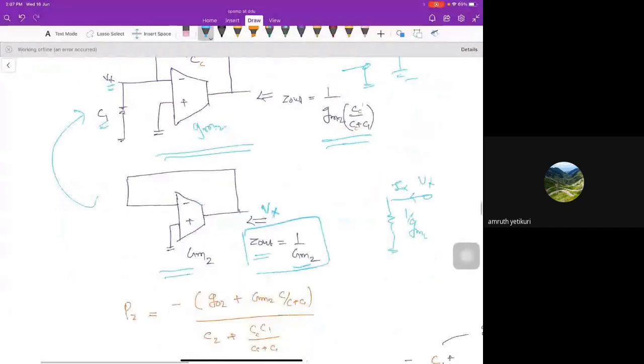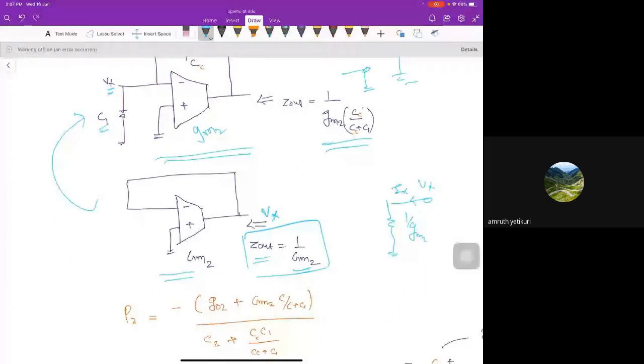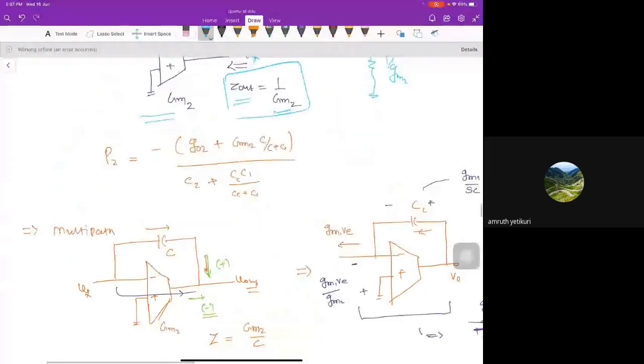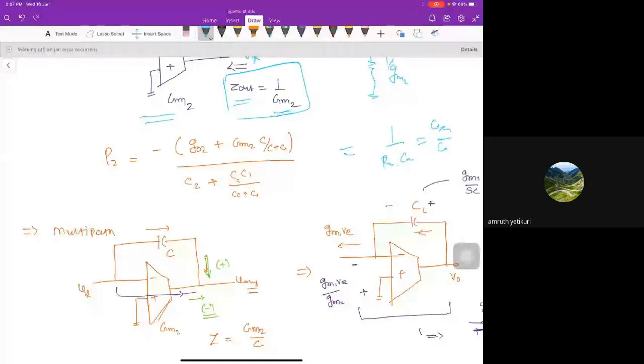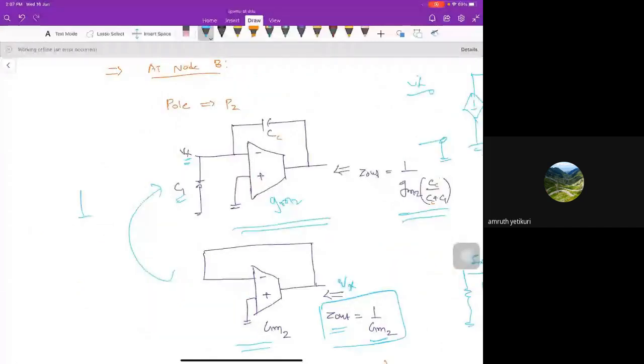The equivalent impedance is 1 by GM2 times CC divided by this. So finally my pole P2 is 1 by R equivalent times C equivalent, which is equal to G equivalent by C equivalent. I can write the total conductance as 1 by RO2 plus GM2 times CC divided by C plus C1, divided by the total capacitance. The total capacitance at node B will be this: C2, and this CC and C1. The C2 is in parallel with the two in series. So that's the thing here.